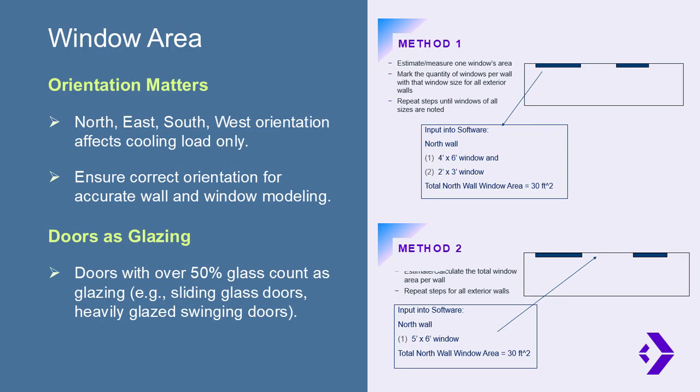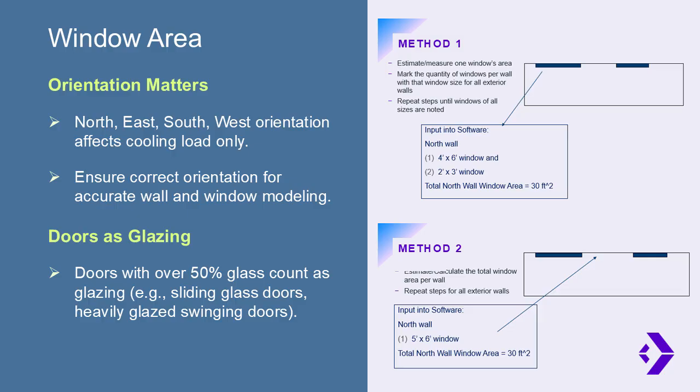Speaking of orientation, whether the window faces north, east, south, or west, that also impacts the cooling load. It's still worth modeling correctly, so that the Manual J software platform takes the window's area out of the right wall component, and you have an organized model that doesn't miss anything. And don't forget, doors with 50% of their area as glass count as glazing in Manual J, so sliding glass doors for sure, but even some heavily glazed swinging doors too.